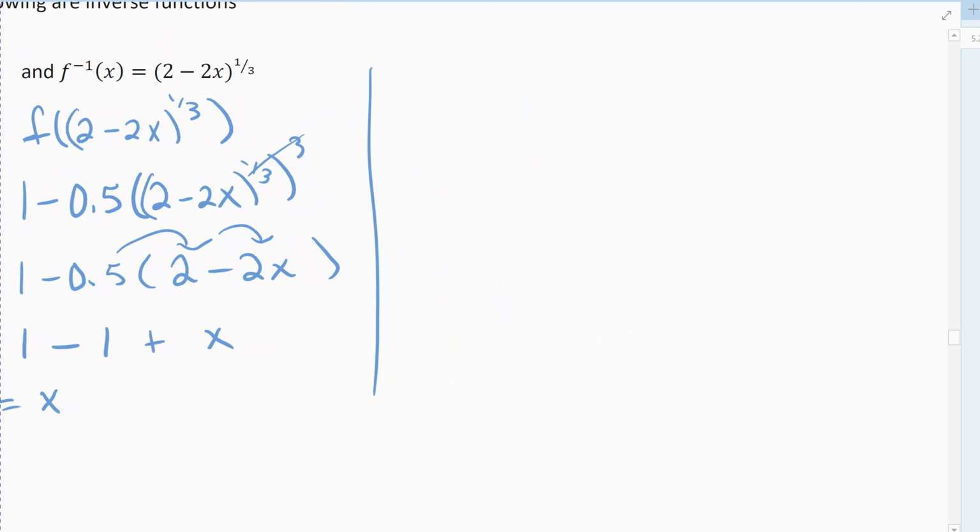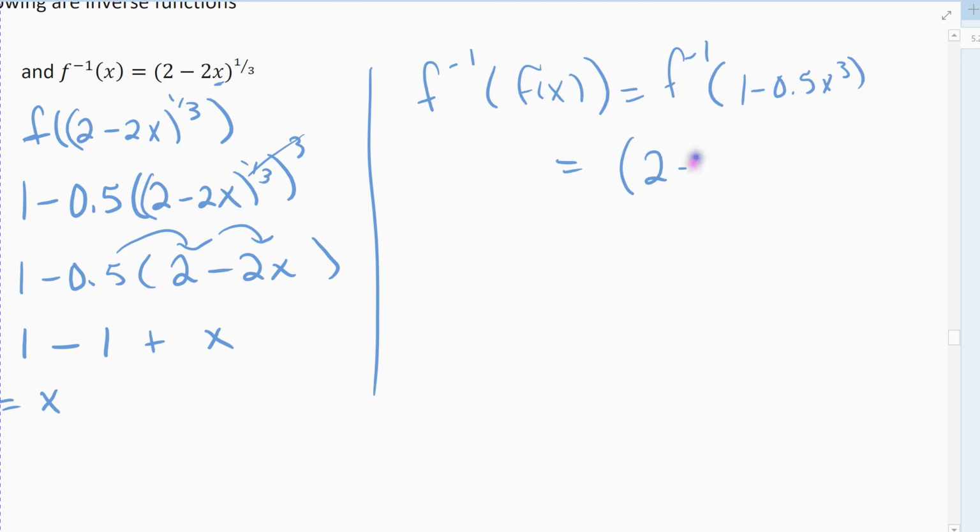All right, in the other direction, f inverse of f of x. So again, I'm going to take f of x and plug it in my inverse function. My f of x is 1 minus 1/2 x cubed. It's going to go in here for x. So when I plug it in, 2 minus 2 times, you're plugging that whole thing in there for x, so it's 2 times 1 minus 1/2 x cubed. And then that whole thing still raised to the 1/3 power.